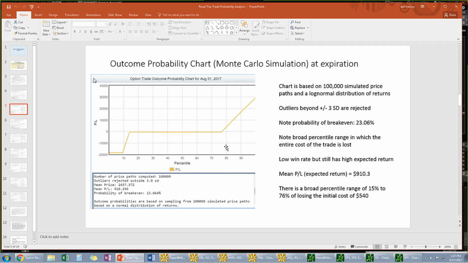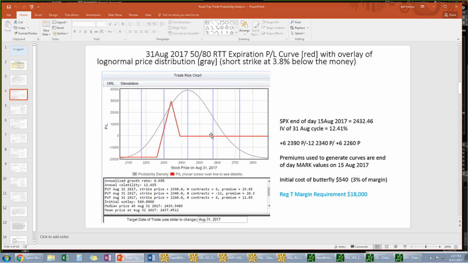is expressed as a percentile. So in other words, for right here, which is the break-even area, that means that 7% are below this, and 23% are above this, and therefore you have a break-even of 23%. And the other thing to note on this one is you have a very, very broad range where you're going to lose the entire 540. And you'd expect that from the payoff curve.